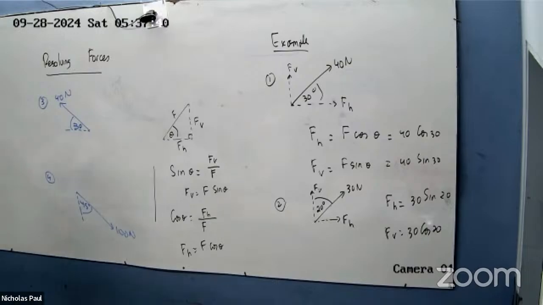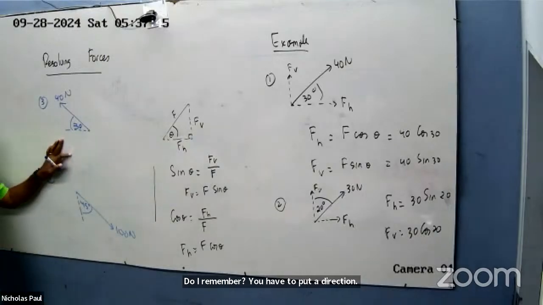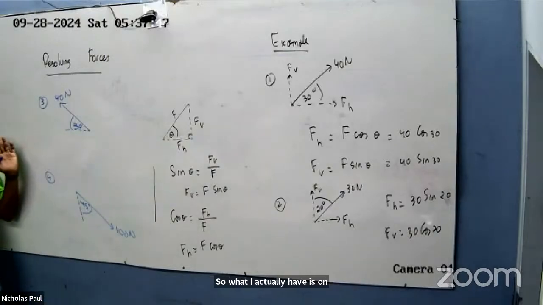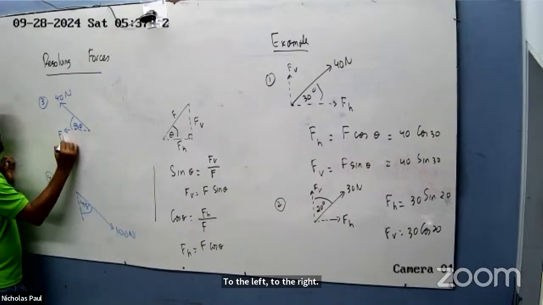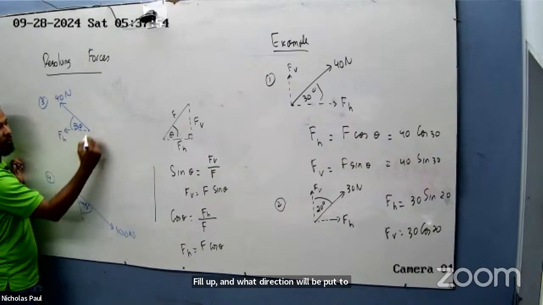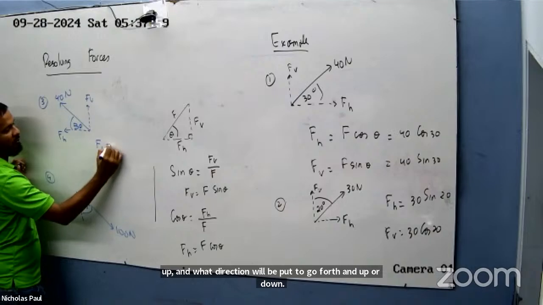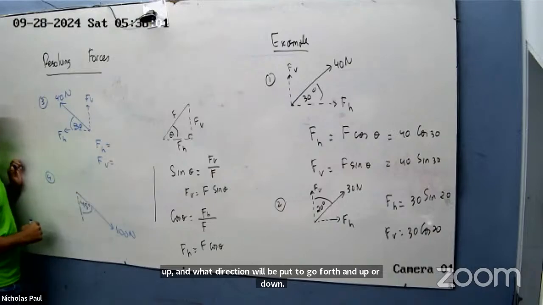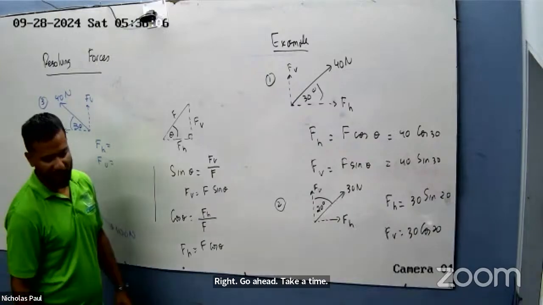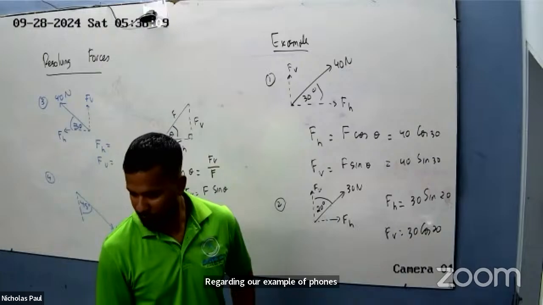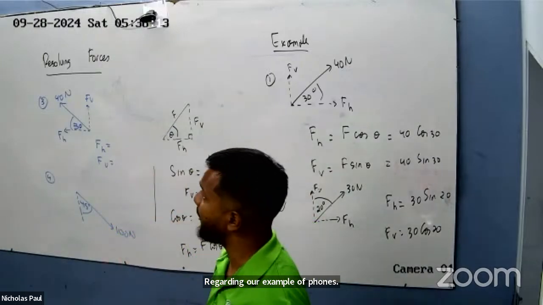Right, remember you have to put the direction on the forces, right? So what direction is the horizontal force acting here? To the left or to the right? To the left. And what direction will the vertical force be acting, up or down? Go ahead, take your time. Work out the horizontal, work out the vertical components. Make sure you show the direction, right? That's why I've put the arrow.